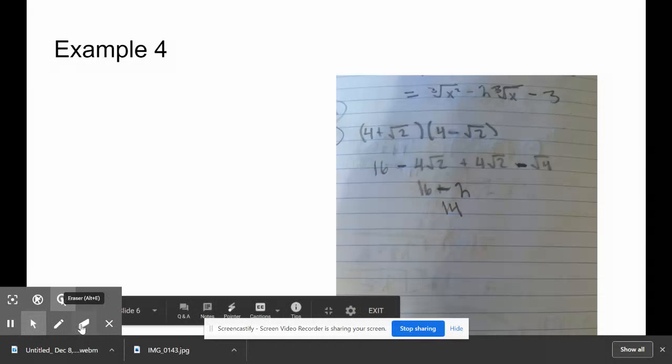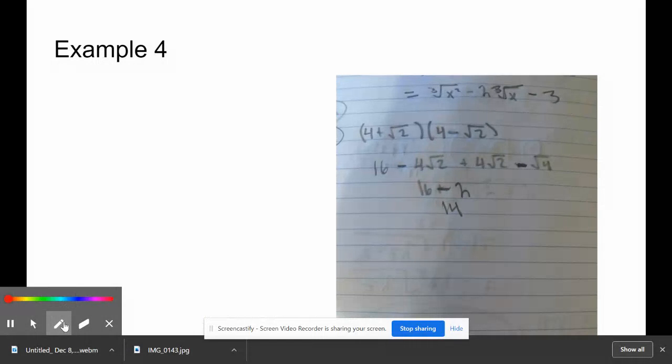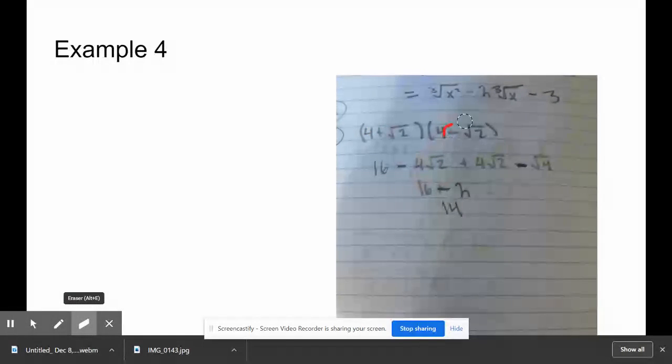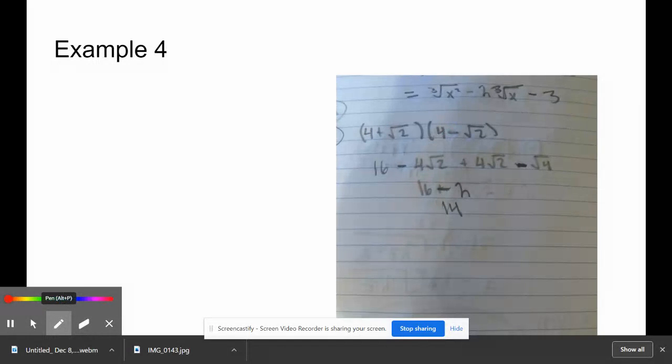Our fourth and final is pretty similar to the last two. However, you can see a little change in sign here, and it eventually leads to one answer because of how it combines, which I thought was very neat. So, we start off with FOIL. First, outer, inner, last.